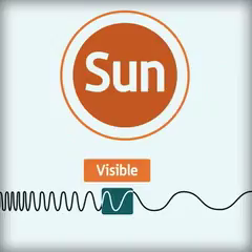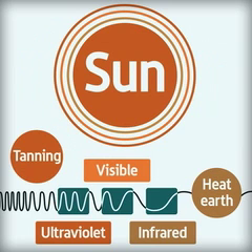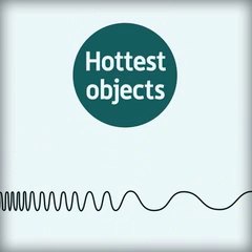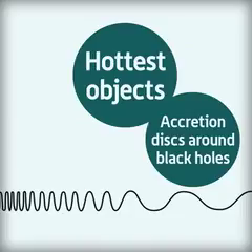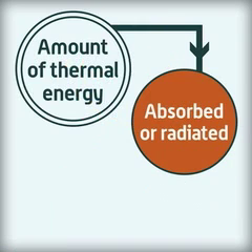An object as hot as the sun will emit visible light waves, but also some infrared waves which heat the Earth, and also ultraviolet waves which cause tanning. Very hot objects like the accretion disks around black holes emit in the X-ray and gamma ray parts of the spectrum.